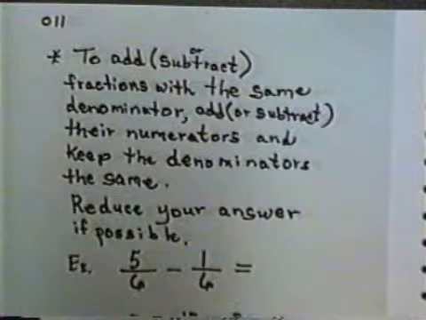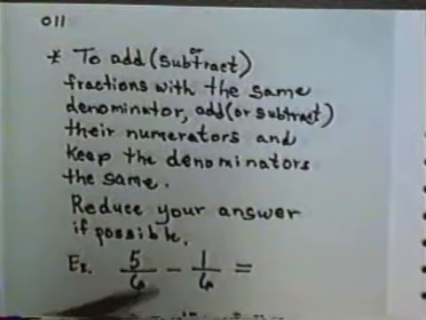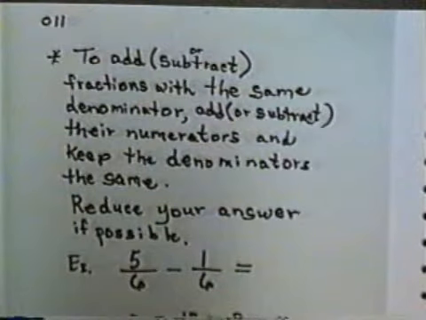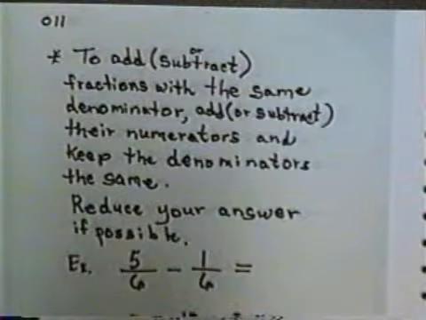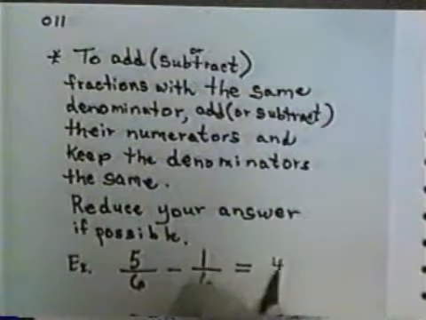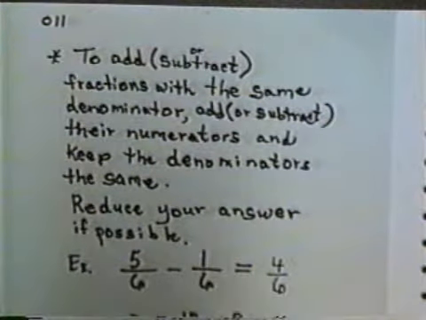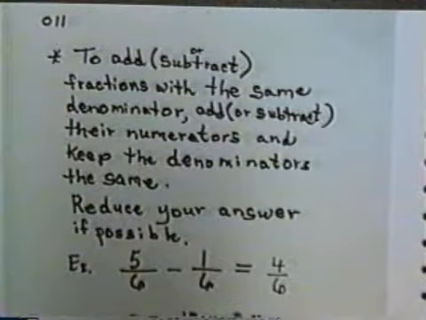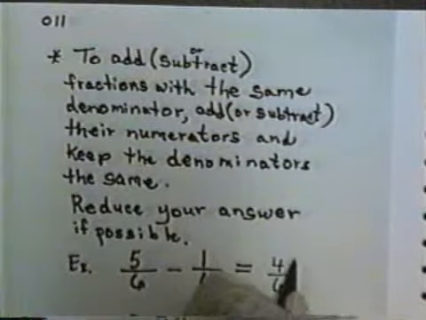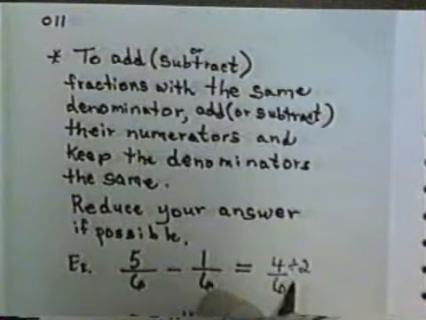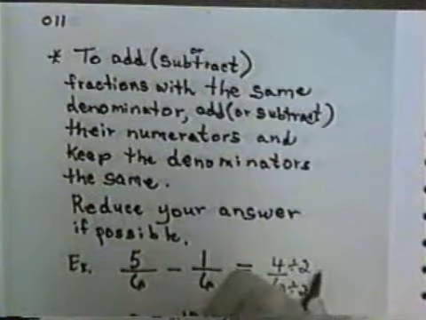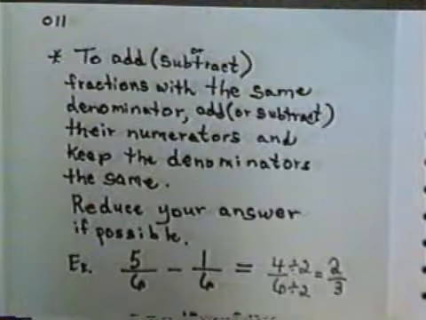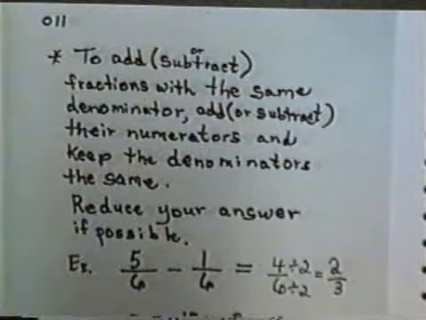So let's look at an example. If we wanted to do 5/6 subtract 1/6, since our fractions have the same denominator, we can just work with our numerators. 5 minus 1 would give us 4/6. And that 4/6 is not reduced, so we need to reduce it. We need to divide each part of it by 2. And we'd end up with 2/3 as our answer.